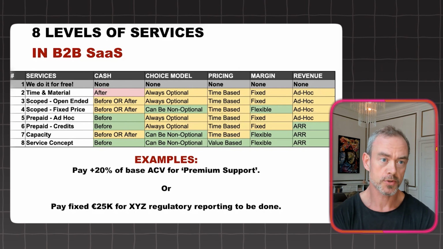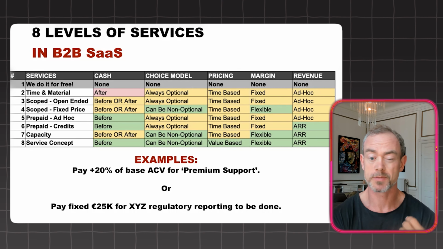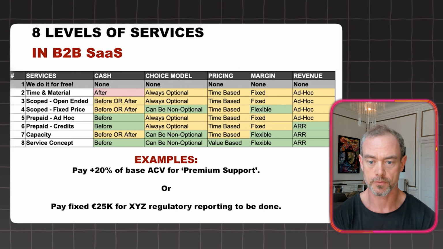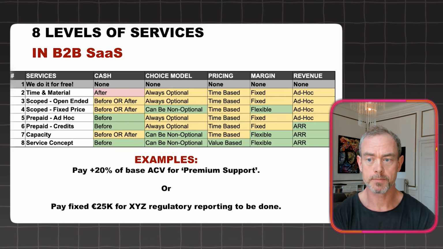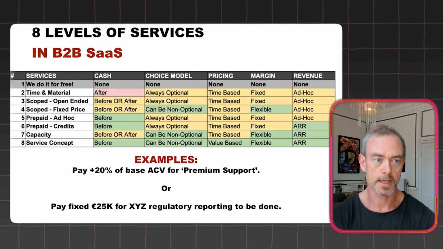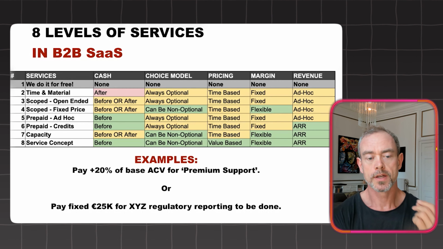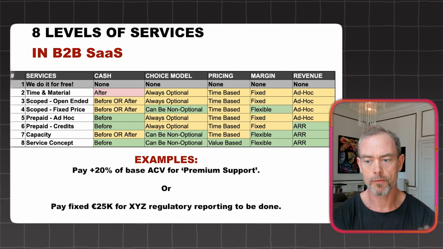It can be both optional and non-optional. So for example, premium support sometimes is non-optional for enterprise accounts and so forth. We can price it based on value, which means that margins are flexible, and we can definitely book it as ARR, right? So this is just one of the more powerful things to do.